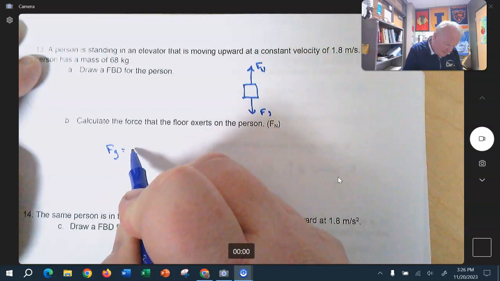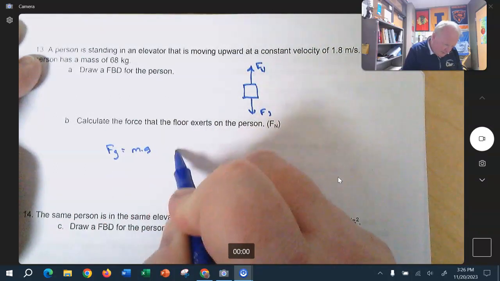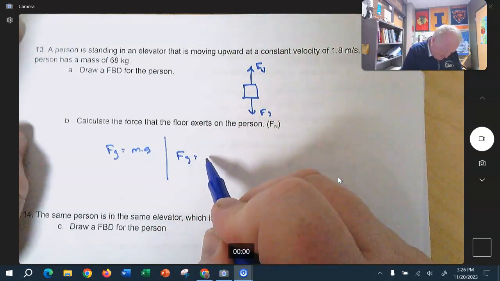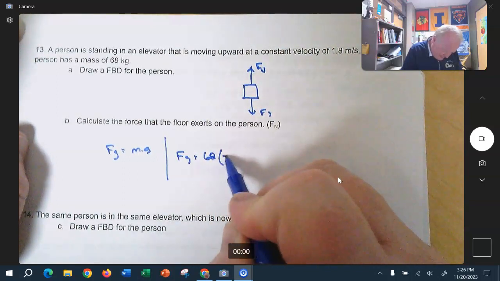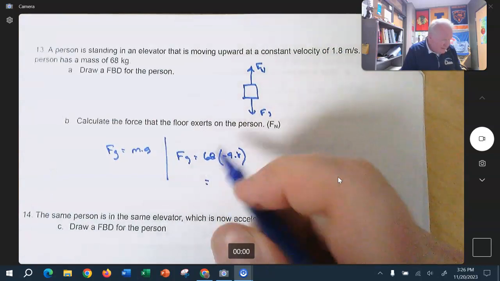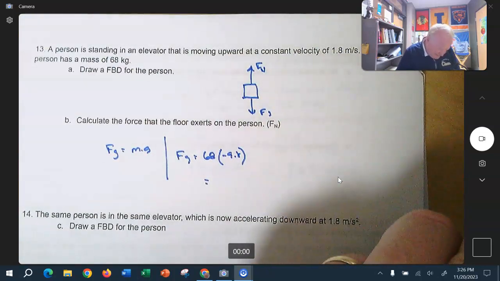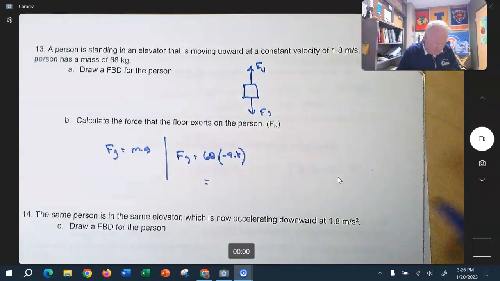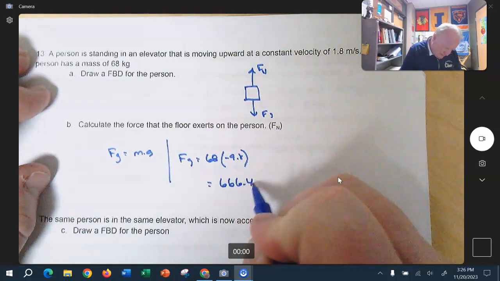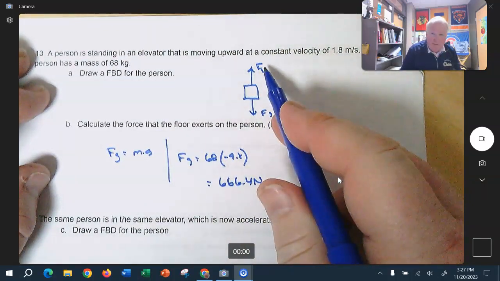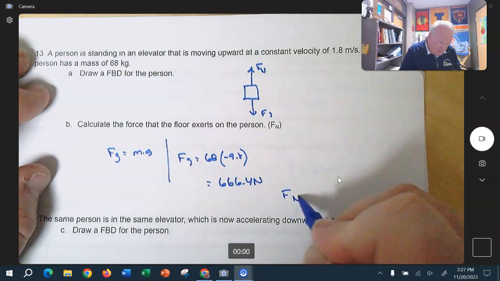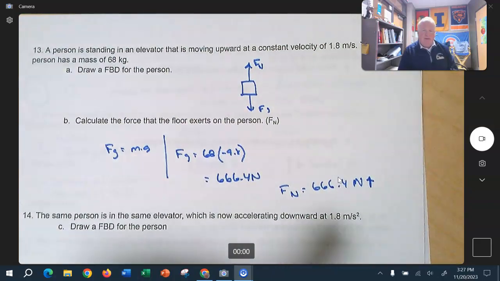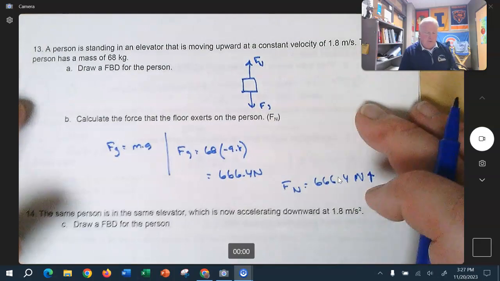Find the force of gravity, which is mass times gravity, or F of g is equal to 68 times negative 9.8. Right? And 68 kilograms times 9.8 is 666.4. Kind of an unlucky number there. All right, and since the force of gravity equals the force normal, then the force normal has to be 666.4 newtons up. Okay, that's doable. You just have to go through the stuff that we've taught you guys.